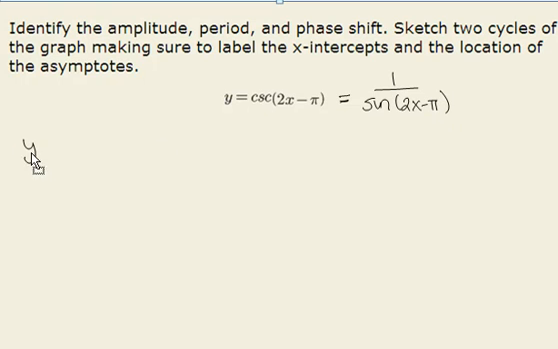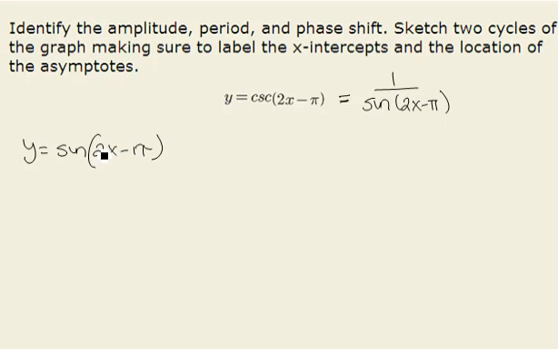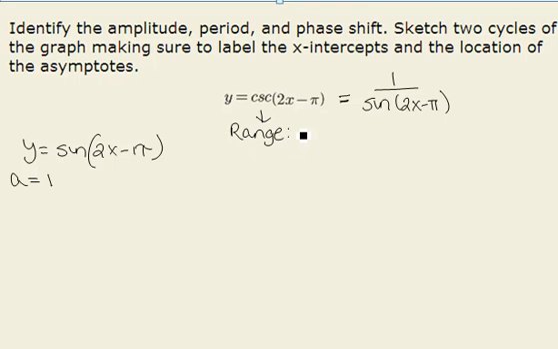For the sine of 2x minus pi, we would recognize that the amplitude is equal to 1. Therefore, in our original function of cosecant, we know that our range is going to go between negative infinity and negative 1, or 1 to infinity. Our period for both the sine and cosecant are the same.